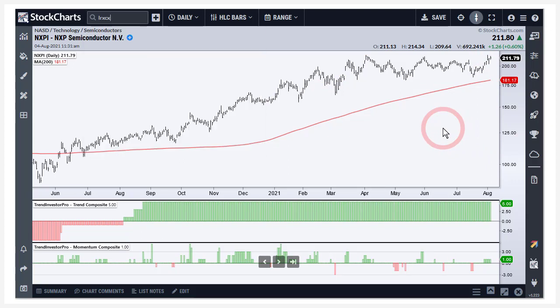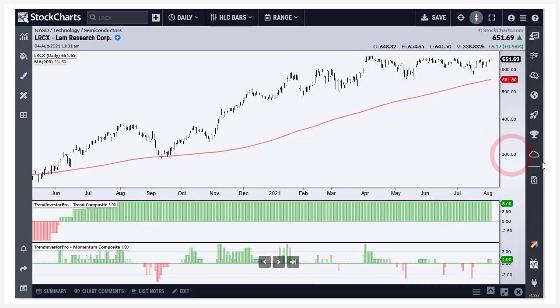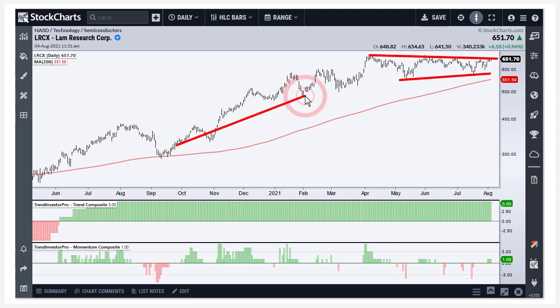LRCX, which is semiconductor equipment, Lam Research, we can see a similar pattern in that you have a big consolidation, big triangle-like consolidation. There's the big advance. There's the big consolidation. And it looks like we're poised to break out here. Now, we could break out. We could move back to 600. There could be some noise in here with the seasonal headwinds and if the broad market corrects here. But the pattern, the setup, the structure of this chart is bullish.